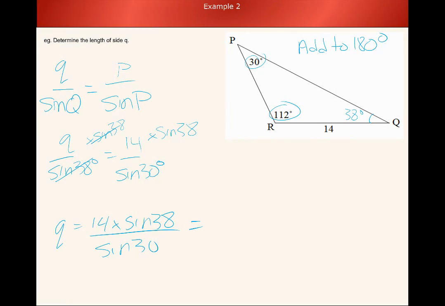Typing it in my calculator just as I see it, 14 times sine 38. Again, some of your calculators will have that reversed. Divided by sine 30. And that side length over there is 17 point something, but I've rounded my answer to 17.